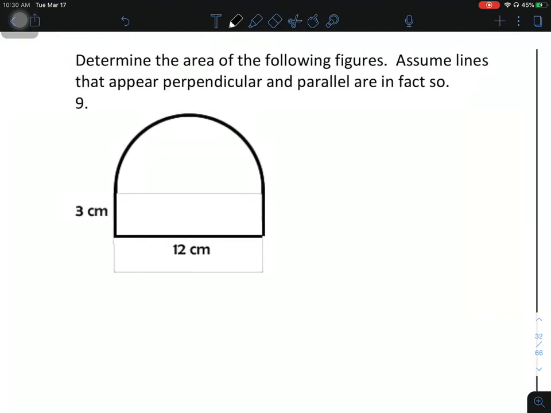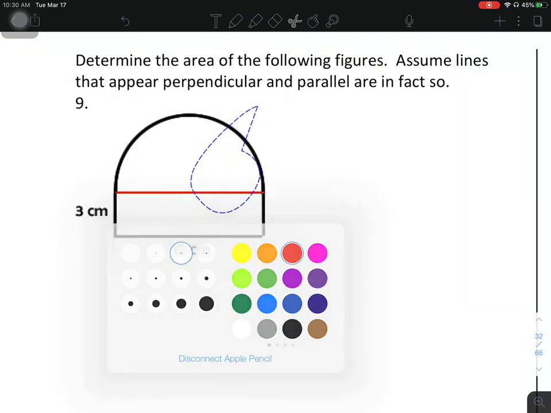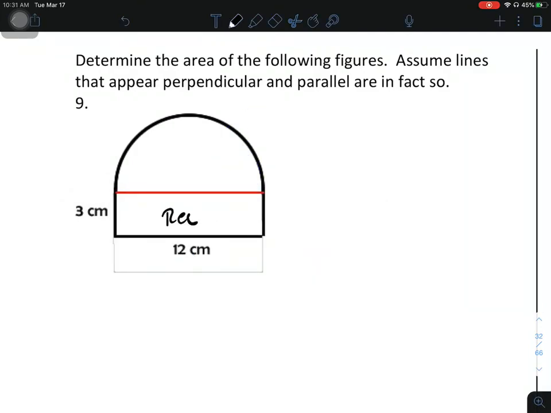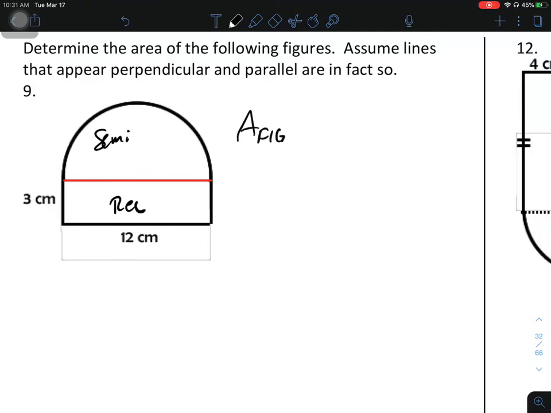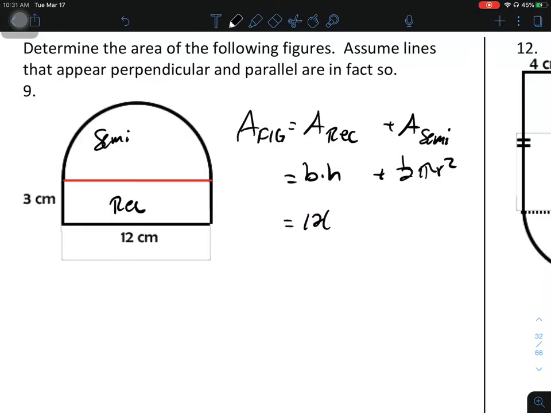Number 9. Determine the area of the following figures. Assume lines that appear to be perpendicular and parallel are in fact parallel and perpendicular. Well, what I would do first is separate this here, making this a rectangle and a semicircle. The area of this figure is the area of the rectangle plus the area of the semicircle. The area of a rectangle is base times height. The area of a semicircle is half pi r squared.